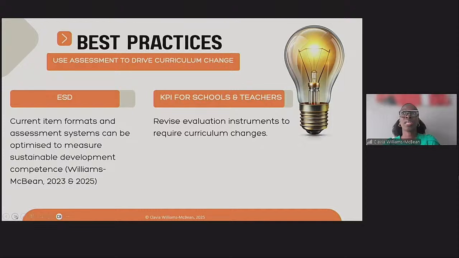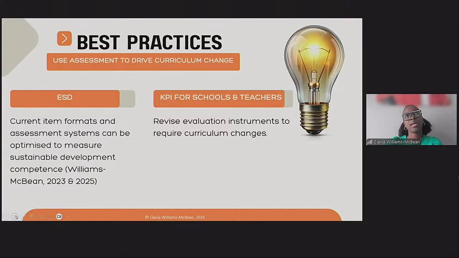What should we do in the classroom to make sure that the students are adequately prepared? So we need to really repurpose and rethink the role of assessment and how it can be used to drive curriculum change. Another thing that we can look at is the key performance indices for schools and teachers. As I said, what gets rewarded gets repeated. So if we want teachers to develop assessment competencies, then we can reward them when they demonstrate these competencies.